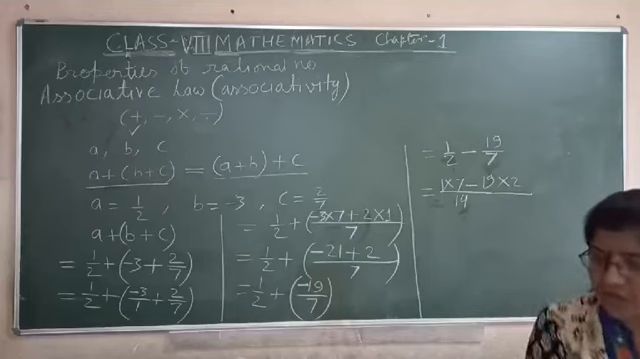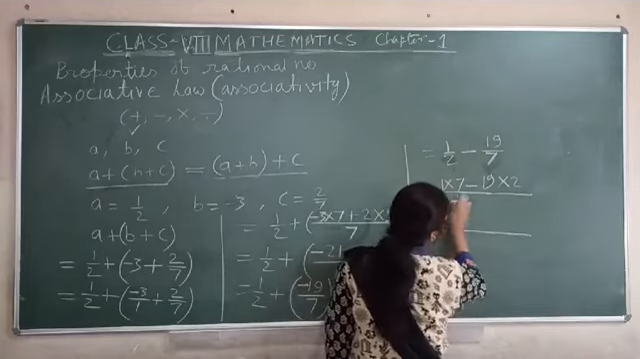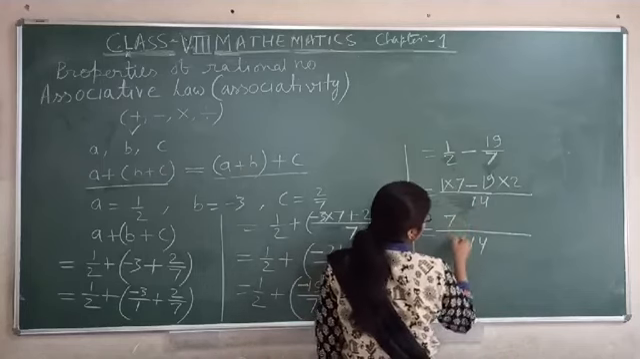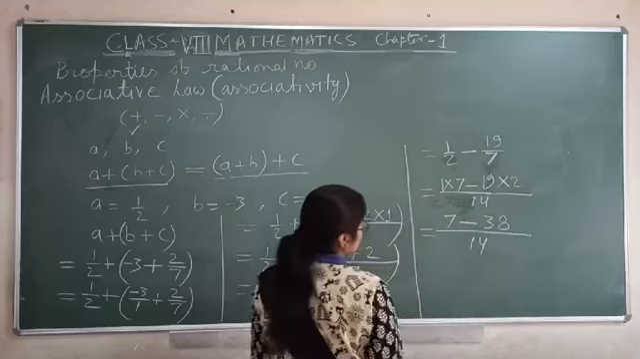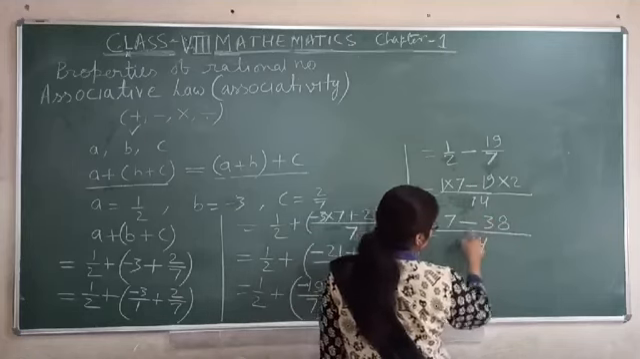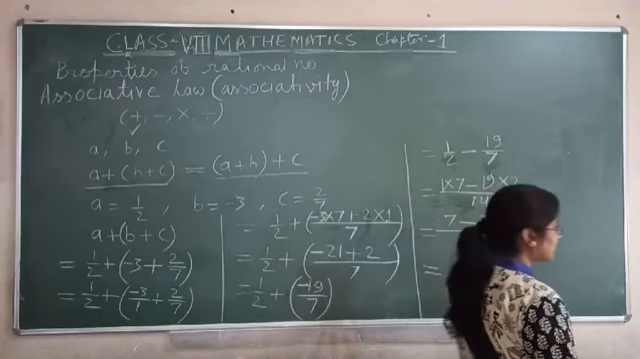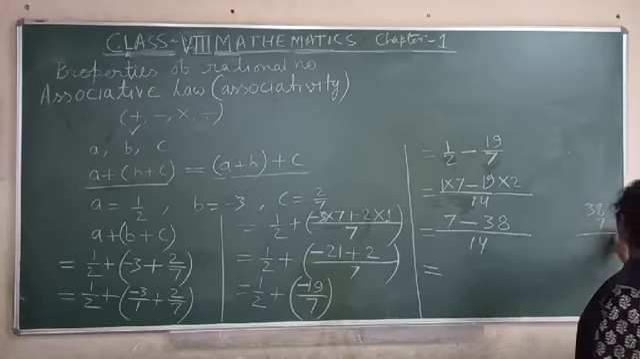So 2 here. So what we will do? Equal to 14, we will write exactly at middle. 14, 7 times 7, minus 19 times 2, 38. Okay, now again this is positive, this is negative. So what we will do? We will subtract both. 38 minus 7 we will do.